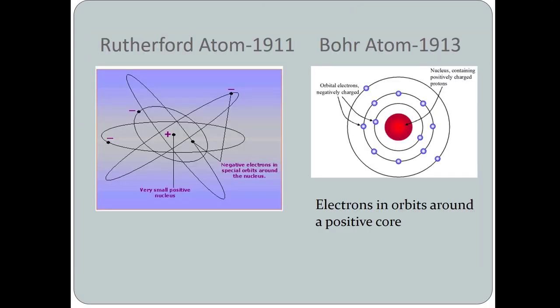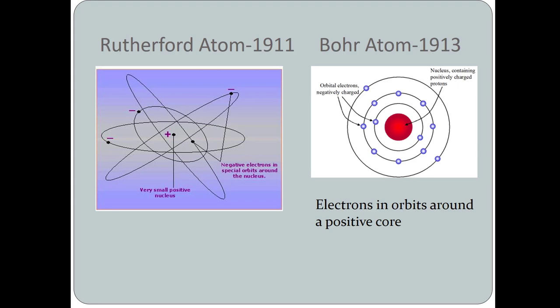All right, so the Rutherford atom in 1911, we have a positive nuclear core with electrons outside of it. The Bohr atom, Bohr studied electrons, and his atomic model is important because it shows that the electrons are certain distances from that nucleus.